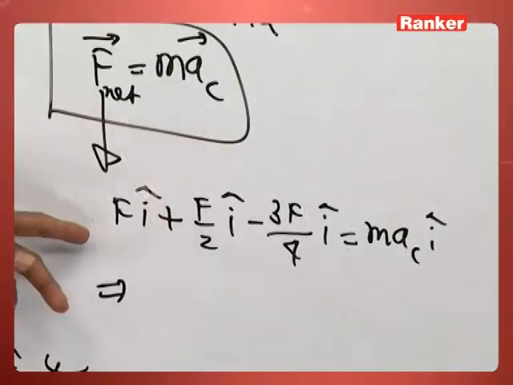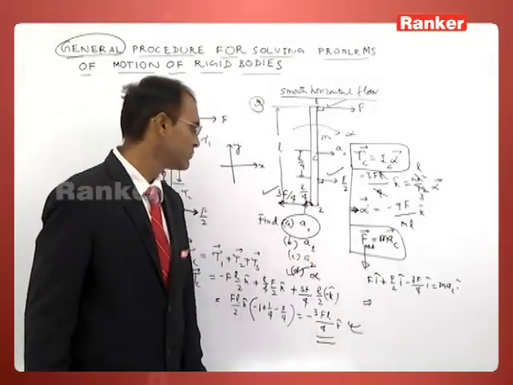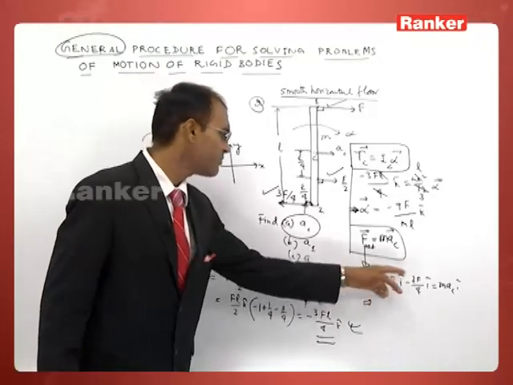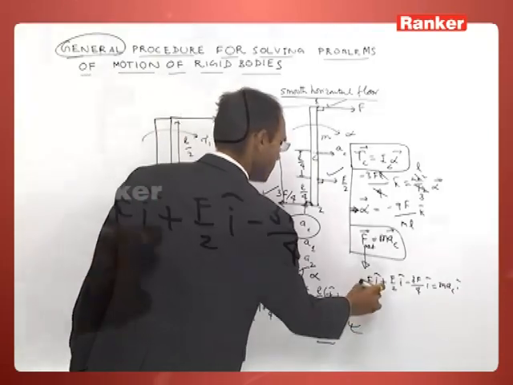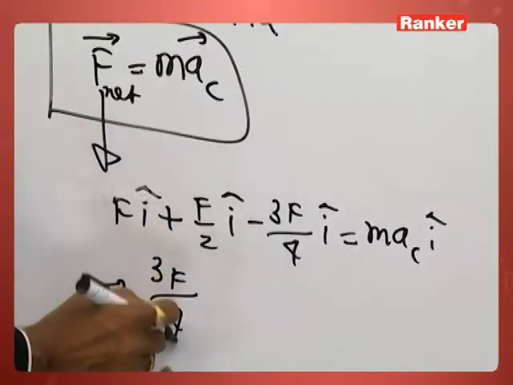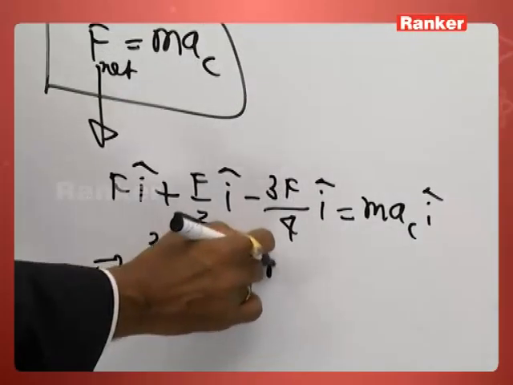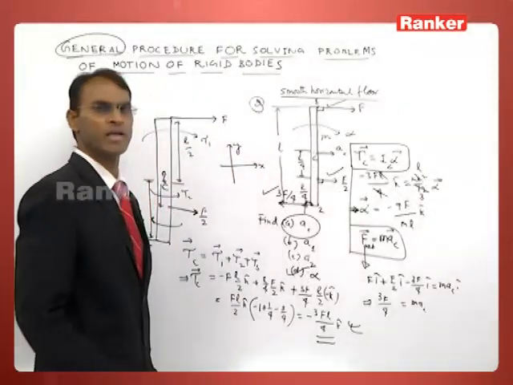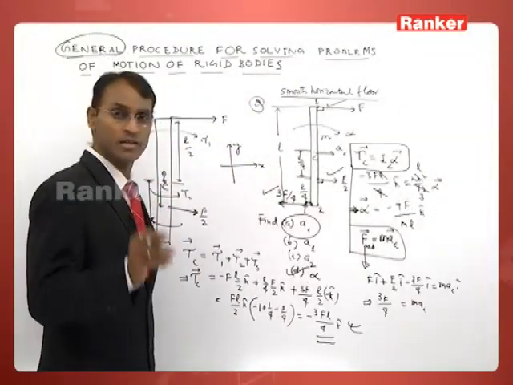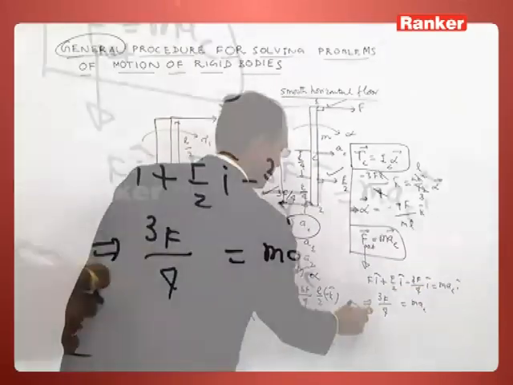F plus F by 2, that's equal to 3F by 2, minus 3F by 4. You are getting 3F by 4 i cap is equal to m into AC i cap. Remove i cap from both sides by taking the mod of i cap from each side.